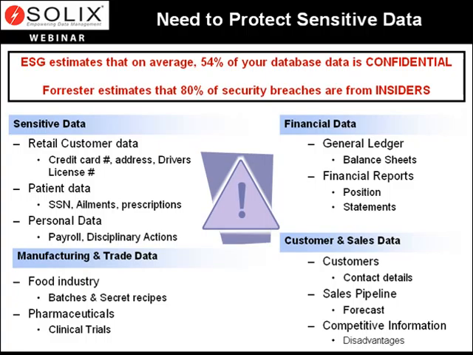In today's litigious society, we all need to look at what kind of data we need to protect and what data is considered sensitive. The Enterprise Strategy Group, or ESG, estimates that on average 54% of your database data is considered confidential. Forrester Group estimates that 80% of all security breaches are from insiders. I look at sensitive data and company confidential data as anything that you may not want to have exposed outside of the people who have authorized access to it.